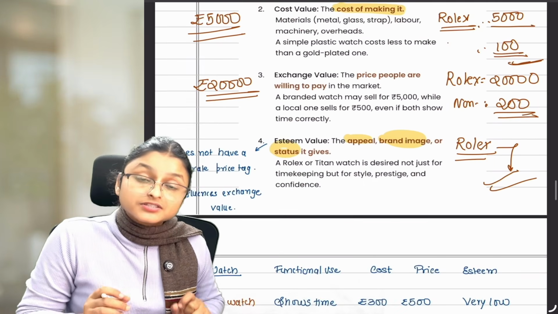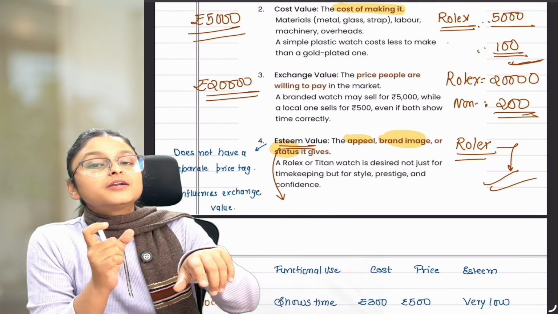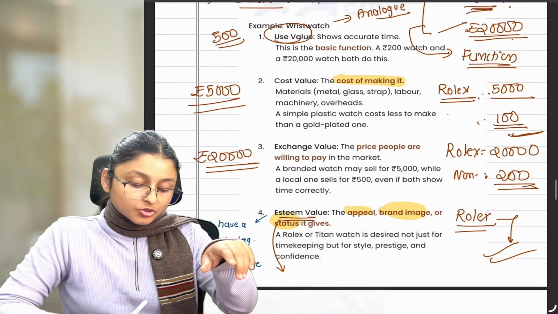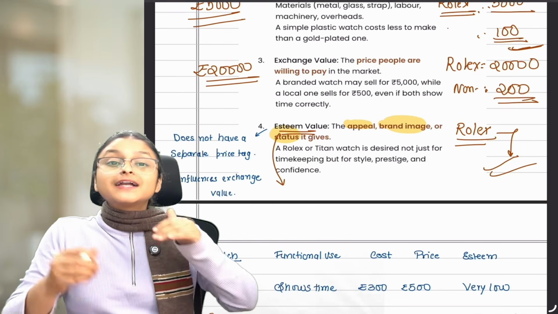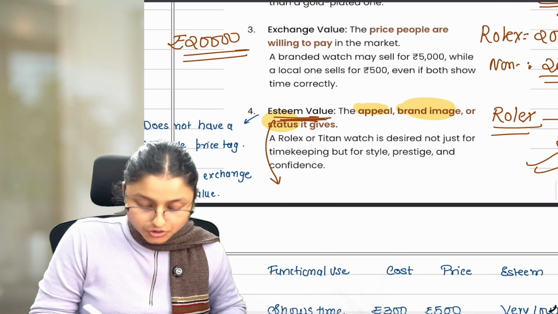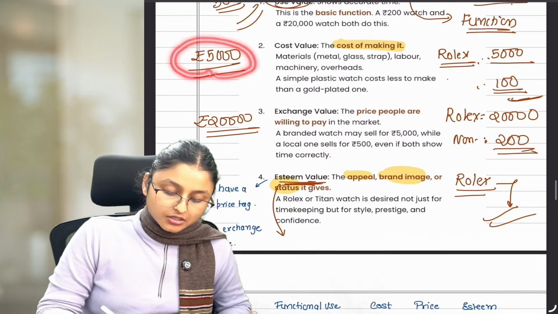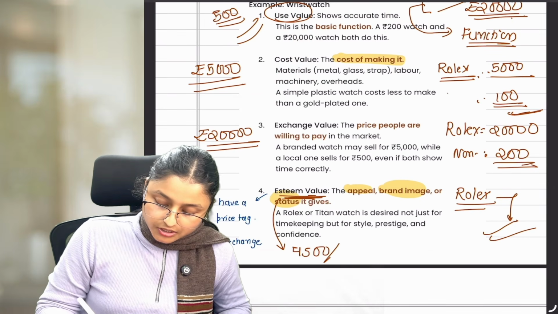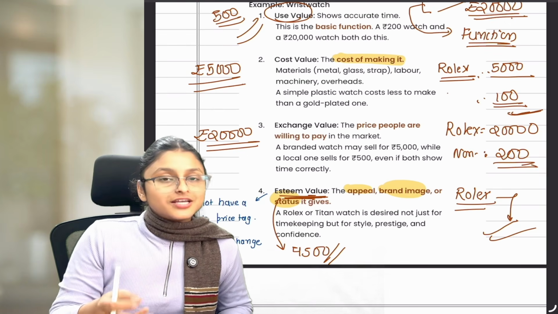Now what is the cost of esteem value? Let's assume I have made a gold plated watch. Gold plating is not required for the basic function, and hence we have not included it in use value. But gold plating is required for creating that esteem or prestige, right? And that is why here we will include that cost. So in total we have incurred 5,000 rupees to make that product. 500 is for use value and the remaining 4,500 is incurred so that we can create that esteem value. We can give that gold plated watch so that we can charge extra from the customers.